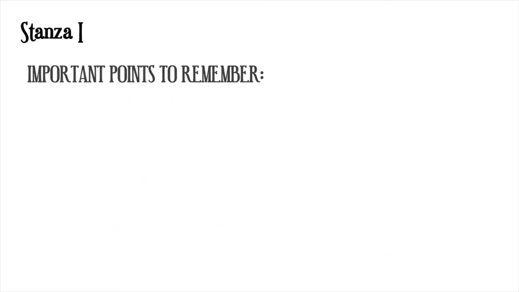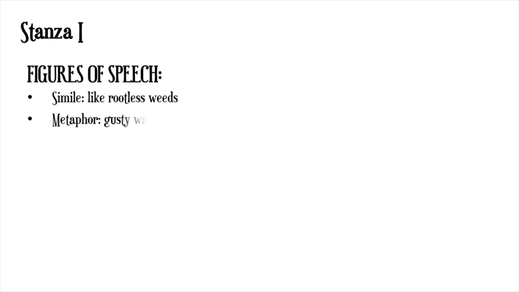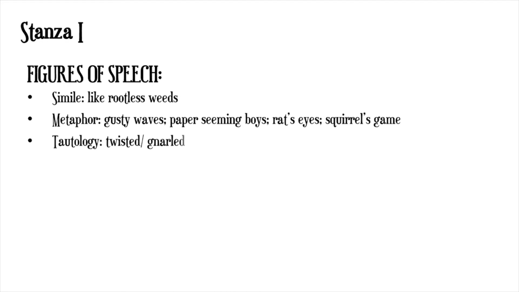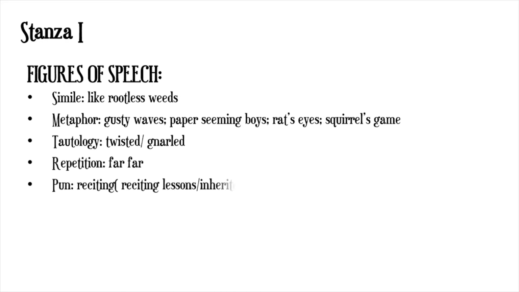After the important points, we come to the figures of speech that have been used in this stanza. The first one is simile, where in the first leading to the second line, he compares the faces of the children to rootless weeds. Then the poet has used metaphor in gusty waves in the very first line, then to describe the paper-seeming boy with rat's eyes. And of course, when he talks about the boy sitting at the end of the class who is lost in his dreams, he talks about squirrel's game.